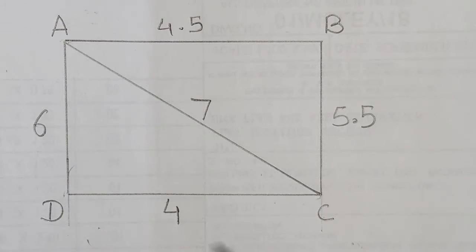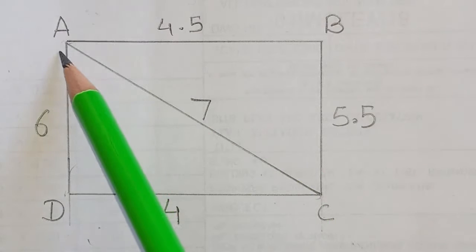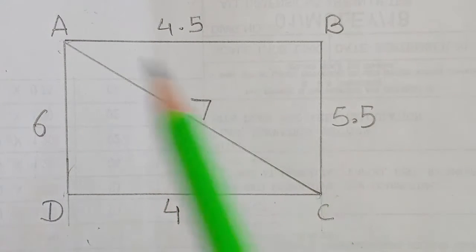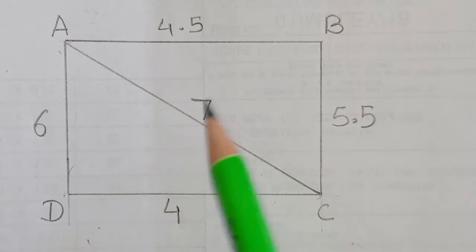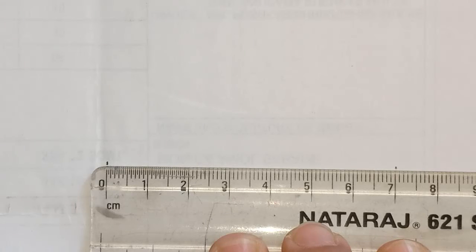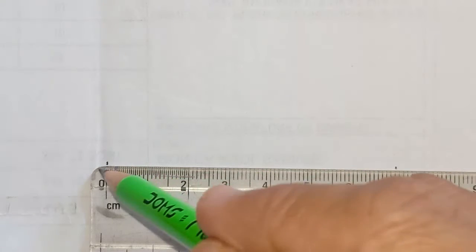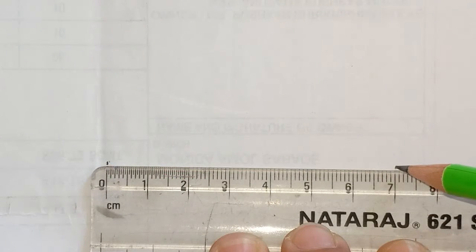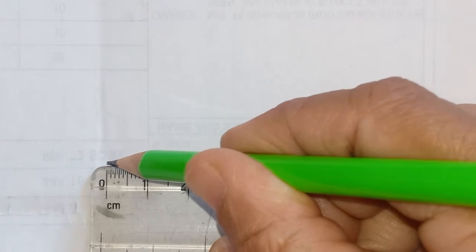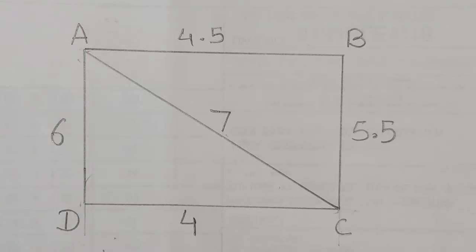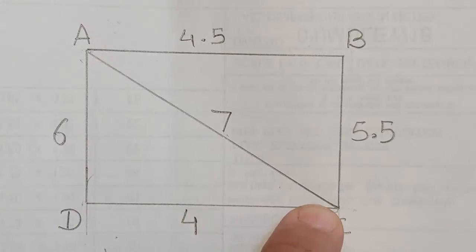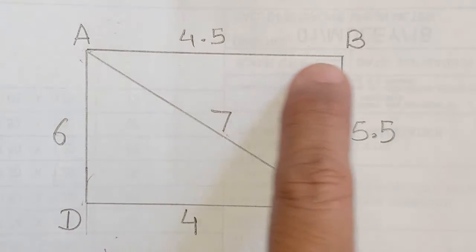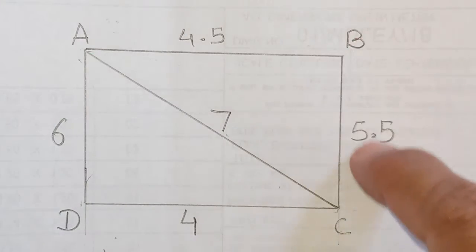Now to draw this type of quadrilateral, let's draw the diagonal first, that is AC 7 centimeter. So here I have taken one ruler and see, let's take 7 centimeter. Let's mark and draw one line of 7 centimeter. Okay. Now after drawing the diagonal, let's draw AB and BC side.